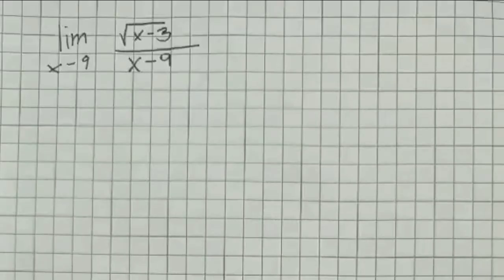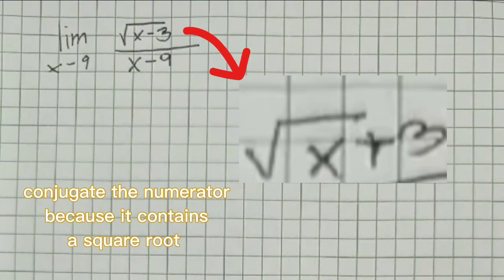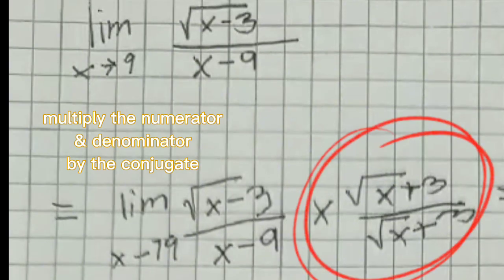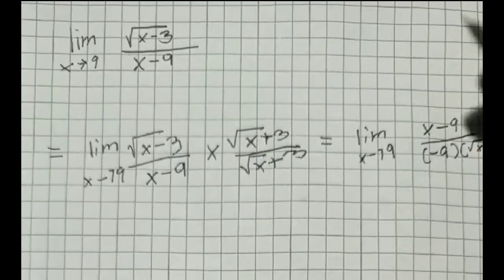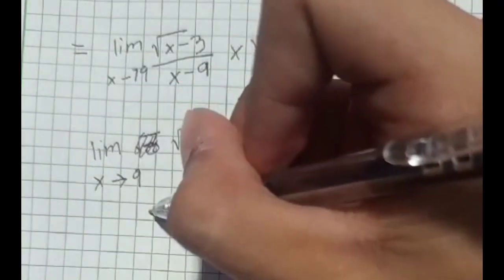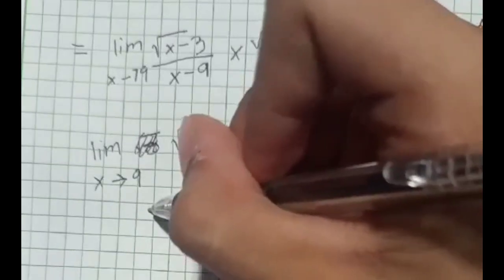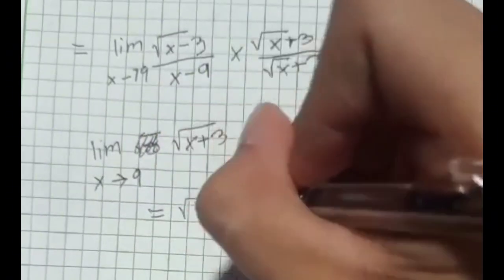The limit of square root of x minus 3 over x minus 9 as x approaches 9. Conjugate the numerator because it contains a square root. Cancel out. So here now we have the 9. Substitute the x to 9. And this equals 6.